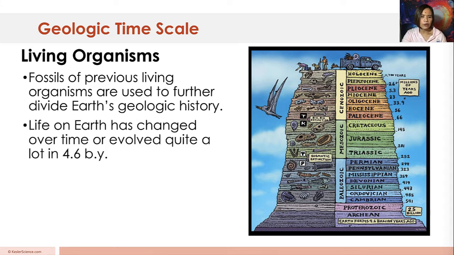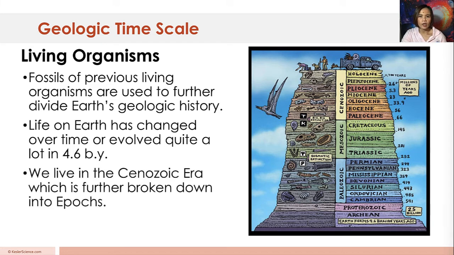Now, life on Earth has changed over time, or evolved, quite a lot in 4.6 billion years. And like we mentioned earlier in the slide, we live in the Cenozoic era, which is further broken down into epochs. As you can see here, the different epochs are the Paleocene, Eocene, Oligocene, Miocene, Pliocene, Pleistocene, and the Holocene. Now, as you can see from the bottom up of this era, the current epoch that we have is the Holocene, which started 11,700 years ago.